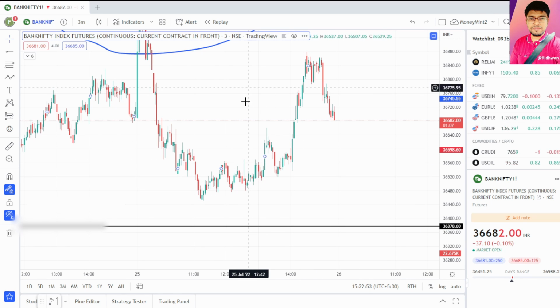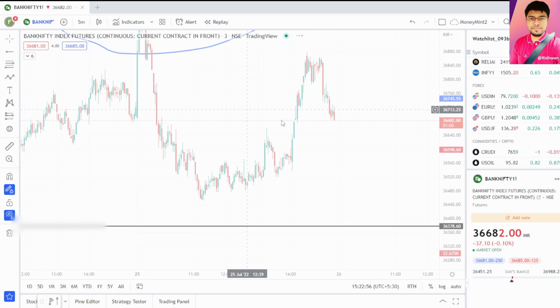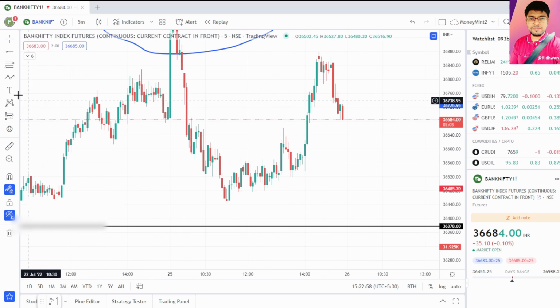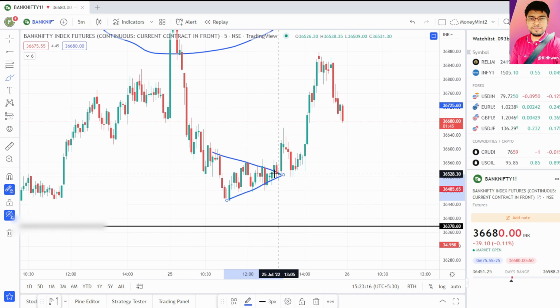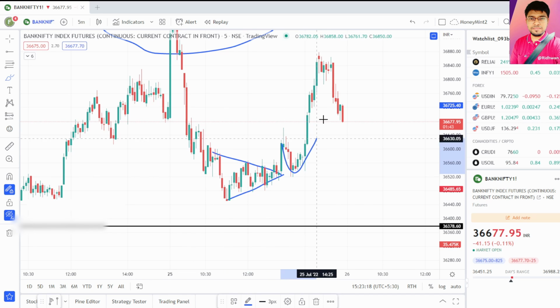In fact, the Bank Nifty did try to make a wedge here. Let me show you what kind of wedge it was. Let's take this tool here. So it did make a wedge here, and then it broke out and then continued on the upper side like this.